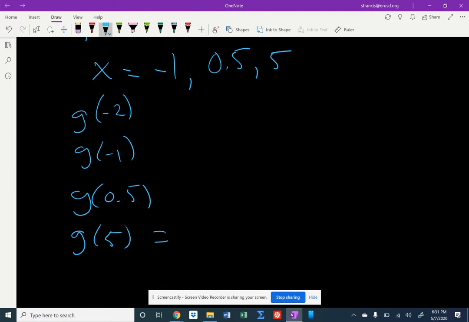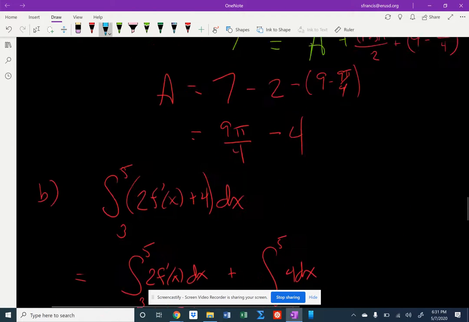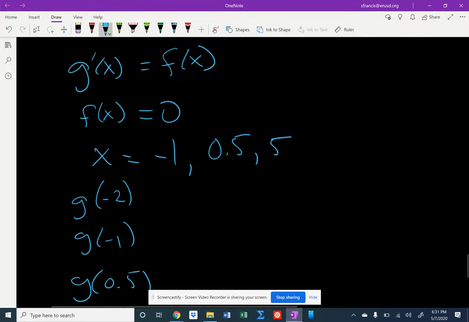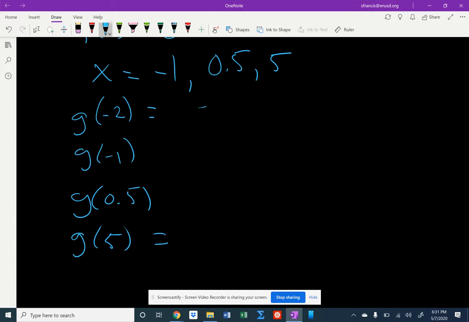Going way back up. Did we already calculate it? Yeah, it should be all this stuff way up here. So we have that. That's whatever that happens to equal, and I'll deal with that in just a moment because right now my brain is not working very well. g of negative 2 is the integral from negative 2 to negative 2 of f of t dt, which is just 0.